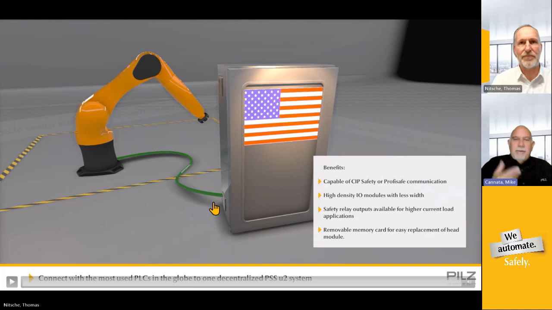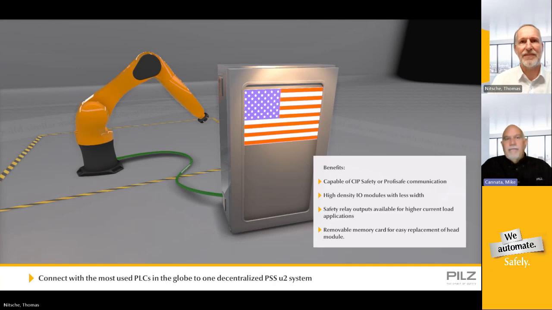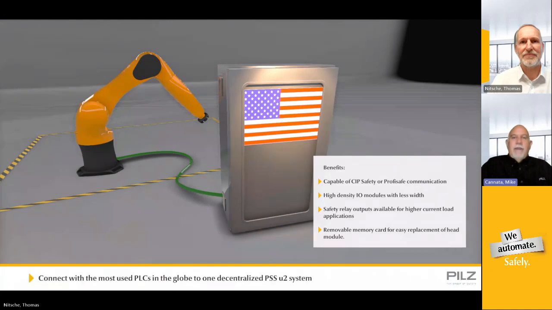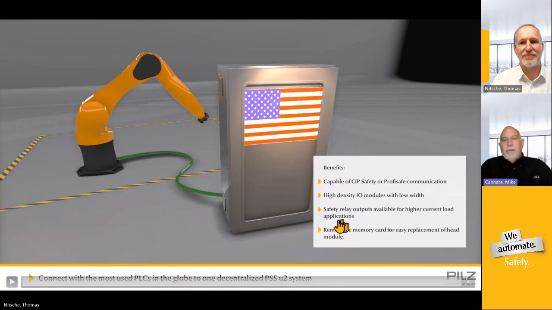And a removable memory card for an easy replacement of the head module. And Thomas, one thing I'd like to add here is, this is one of the key points of the PSSU2 product: having PROFIsafe and CIP safety. When you exchange a head module, the I/O modules remain the same, and you can change your control systems. So for those OEMs who are building machinery that one day may need to use a Siemens system, and the next, for another customer, need to use a Rockwell system, the I/O can stay in place and stay the same, not only in the main cabinet, but also in the remote cabinets as well.